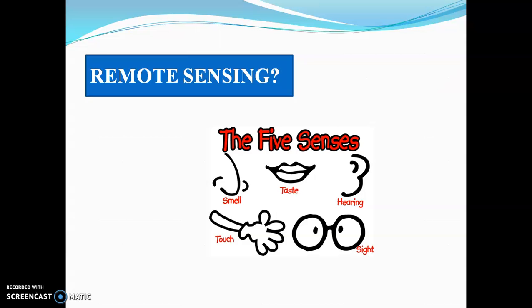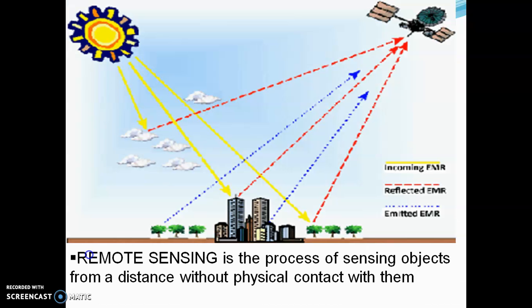If we sense any objects at a distance from us without any physical contact with that object, we can say that it's remote sensing. So, we always perform remote sensing. Remote sensing is a process of sensing objects from a distance without any physical contact with that object. We use satellite instruments for remote sensing.